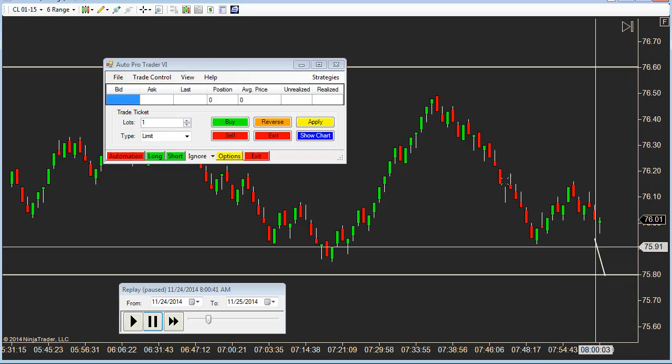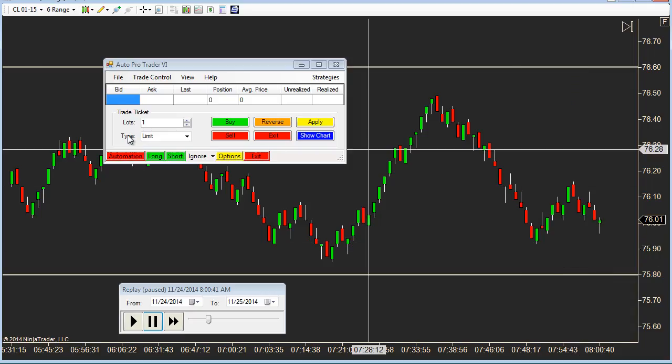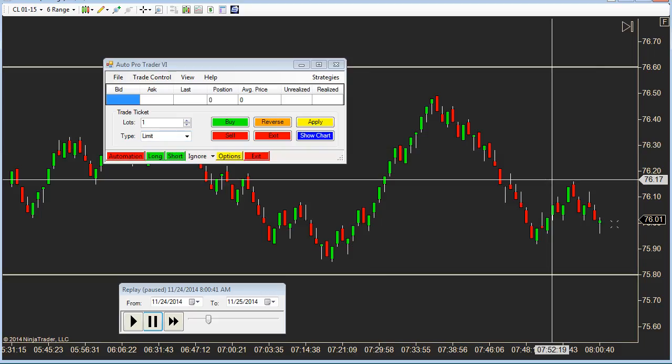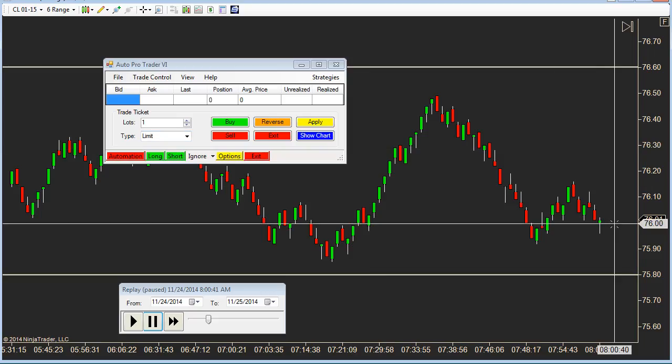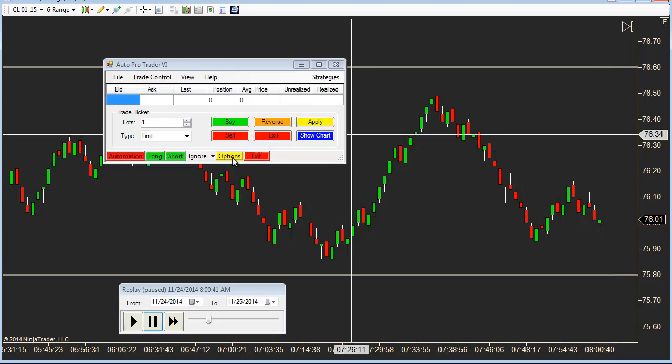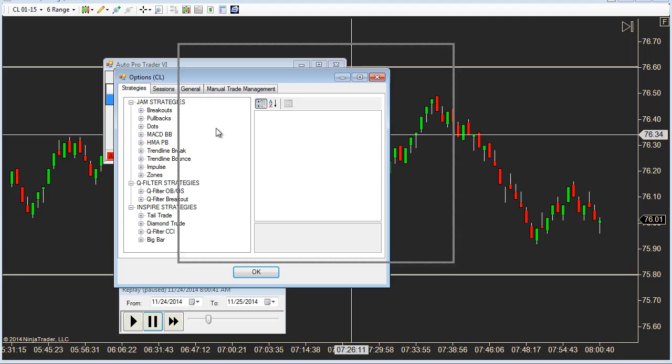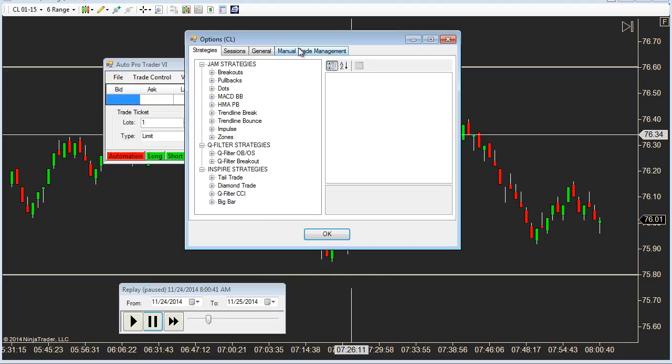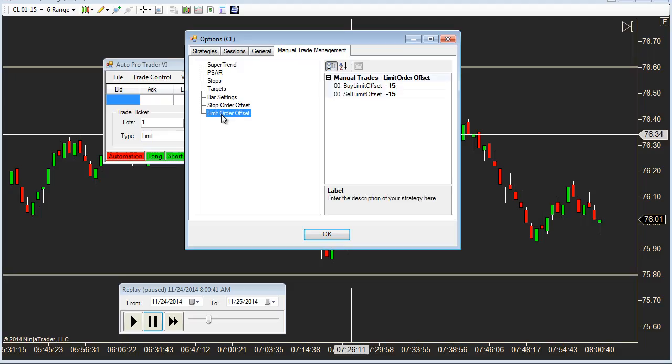It really has a lot of neat capabilities to it. So the type of order here is limit. If you don't use any offsets, that's going to put a limit order right at the market price. That means you want to be filled right at the market. Long, short, doesn't matter. Go to the Options tab, come over to Manual Trade Management, Limit Order Offset. Now I've already filled these out, but these would normally come in, I think, as a number one inside of there.